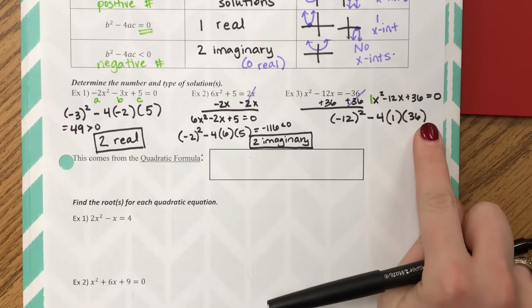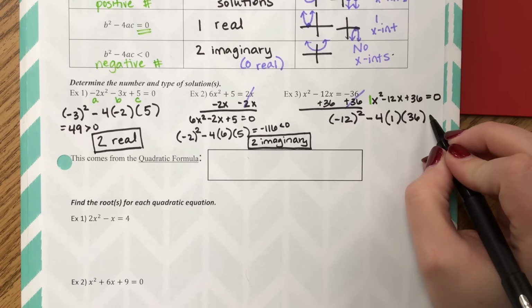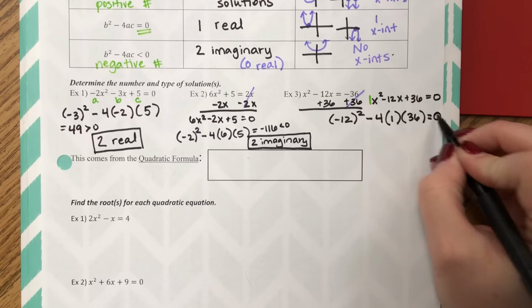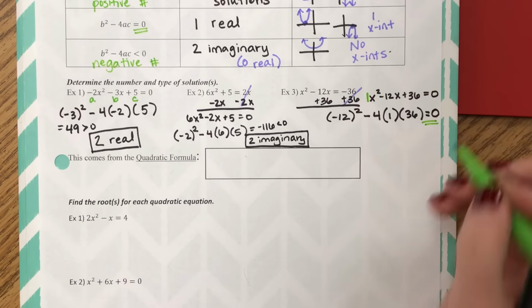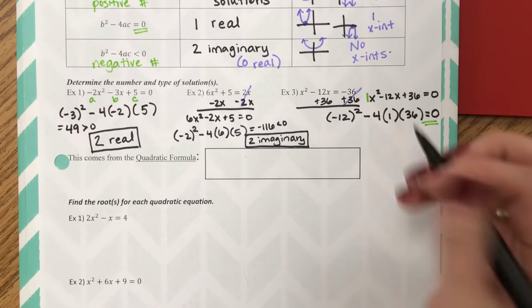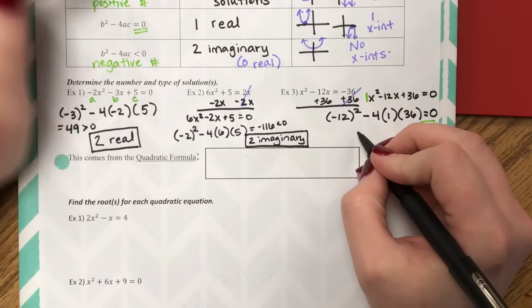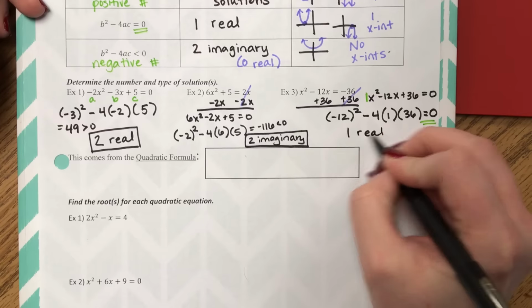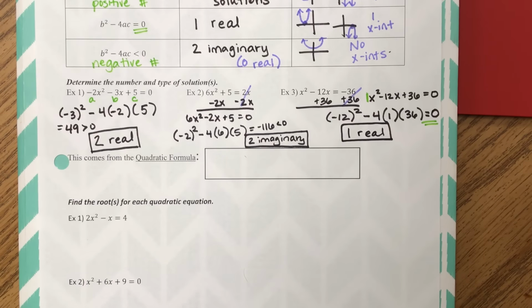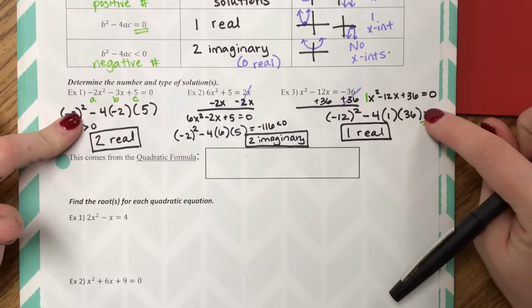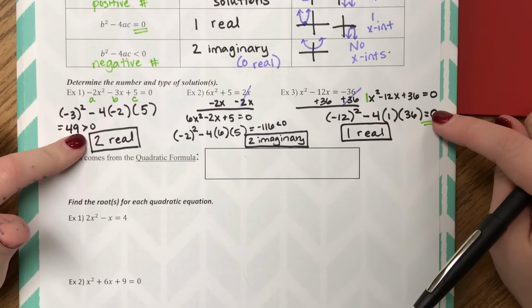Okay, go plug all that in your calculator. Again, if you do it correctly and you have all those parentheses in there, you're going to get 0. Okay, and the fact that it equals exactly 0 means that we're in that second group and we have one real solution. All right, that's it. That's how you find discriminants, and that is what you can decide based on the discriminant.